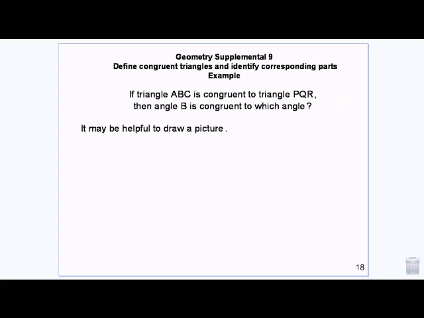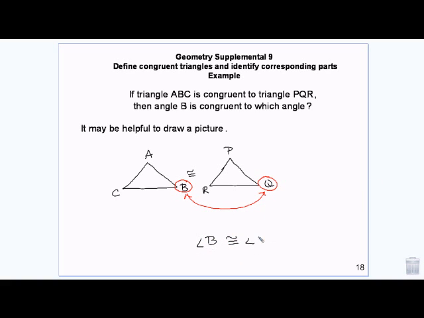Sometimes pictures help, though. If you need to draw a picture, draw a picture. They don't have to be perfect. Just draw two triangles. Obviously, these are not the exact same, so I'm just going to put a little congruent sign in between them so I know that I mean them to be the same. And when you label them, let's say I start here with A, go around clockwise. So then I would start here with P, and I'm going to go clockwise. B is in this position. I want to know what angle B is congruent to, while they're going to be in the same position. So B is corresponding to Q, which means that angle B is congruent to angle Q.